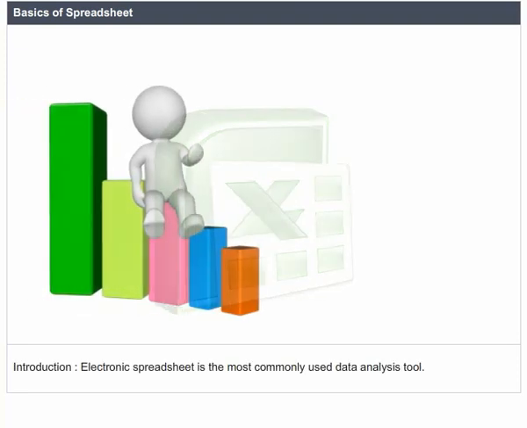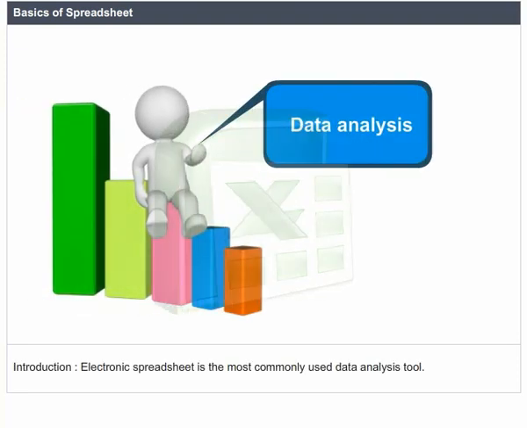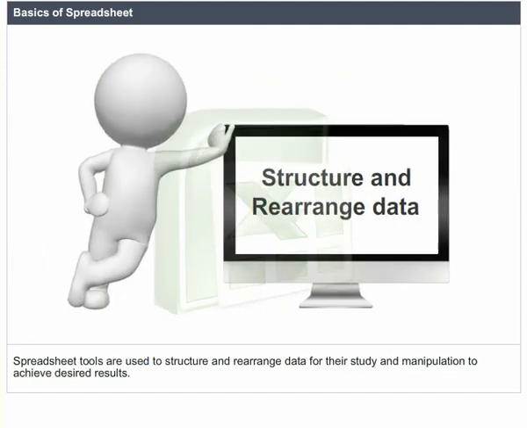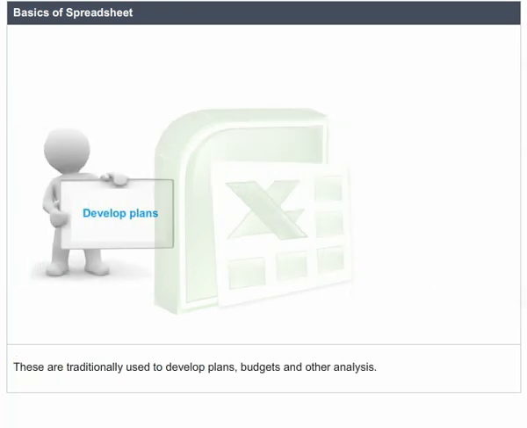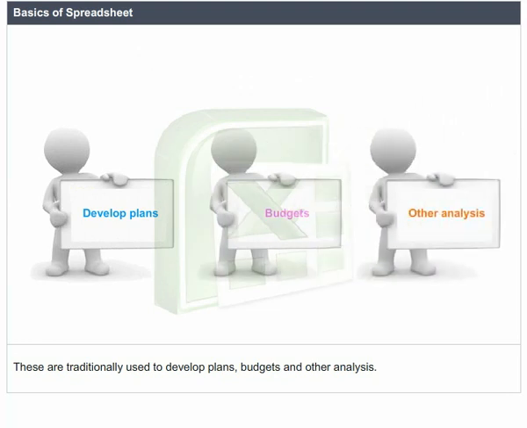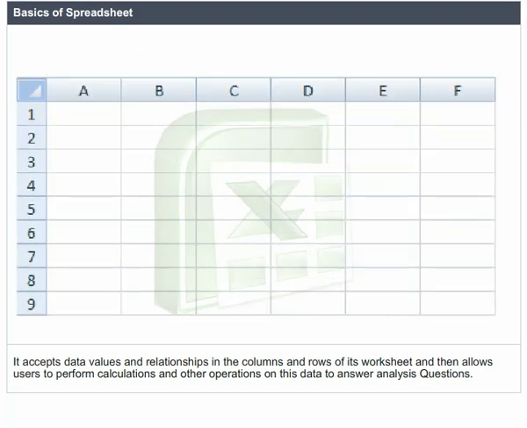Basics of spreadsheet. Introduction. Electronic spreadsheet is the most commonly used data analysis tool. Spreadsheet tools are used to structure and rearrange data for their study and manipulation to achieve desired results. These are traditionally used to develop plans, budgets, and other analysis. It accepts data values and relationships in the columns and rows of its worksheet and then allows users to perform calculations and other operations on this data to answer analysis questions.